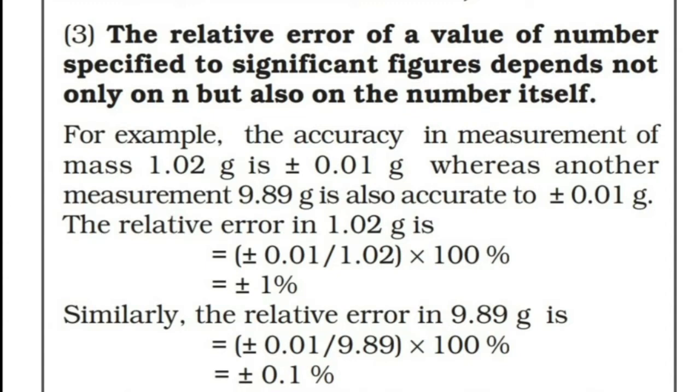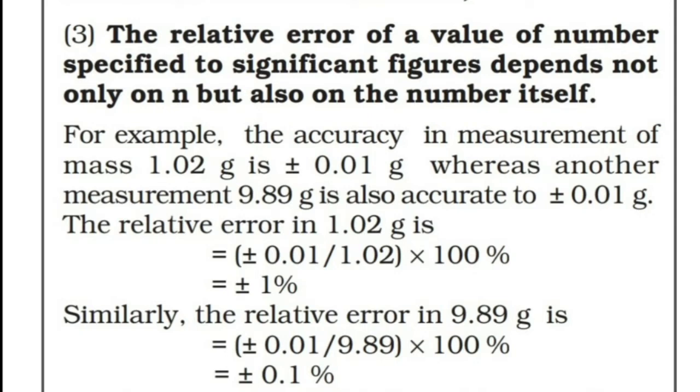For example, accuracy in the measurement of mass 1.02 gram is plus or minus 0.01 gram. What does accuracy mean here? Possible error. So it can be written as 1.02 plus or minus 0.01 gram. Another measurement, 9.89, is also accurate to plus or minus 0.01 gram. That means with that particular instrument, whenever we measure, we have the possible error of 0.01 gram.